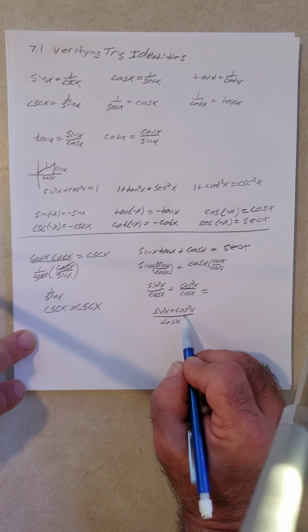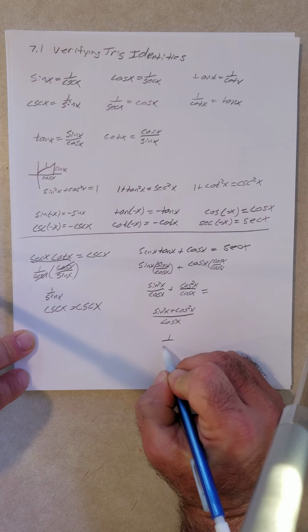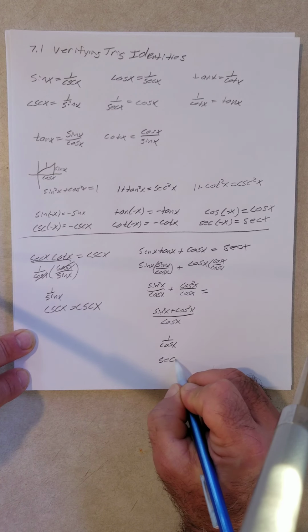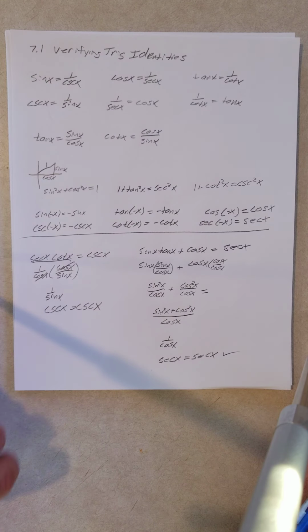Well, the sine squared of x plus cosine squared of x, according to the Pythagorean identity, is equal to 1. So that's 1 over the cosine of x, which is the secant of x. So we have verified that identity. A couple more and we'll be done.